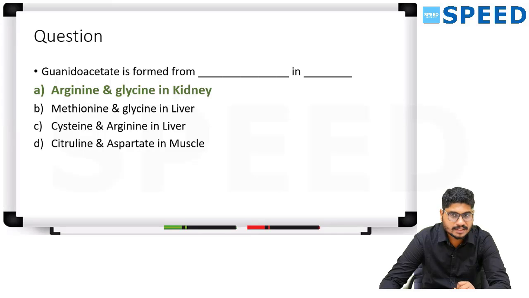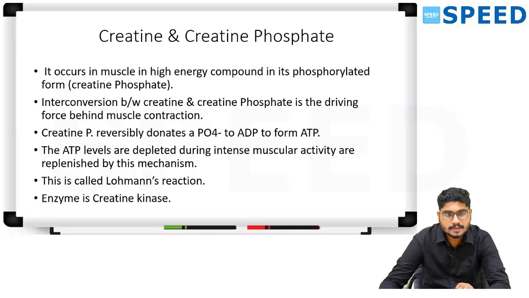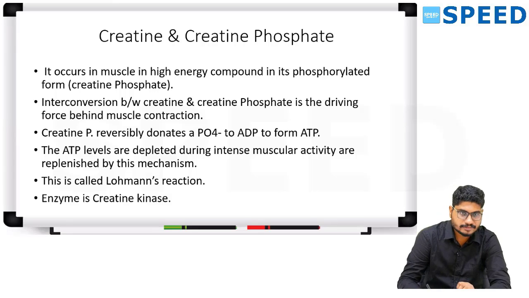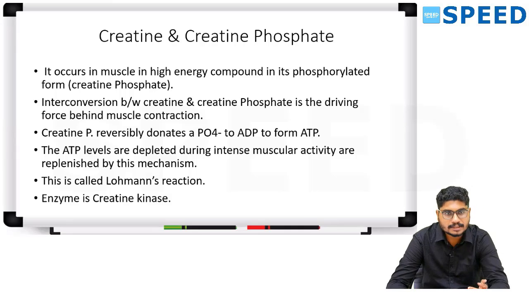Now, let's quickly look at a few points about creatine and creatine phosphate. It occurs in muscle as a high energy compound in its phosphorylated form, creatine phosphate, which we get from creatine and is stored in muscle, because our skeletal muscles and cardiac muscles require a very high amount of energy. To provide this energy, we store it in the form of creatine phosphate.